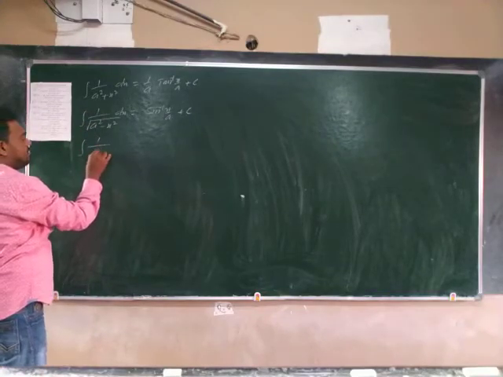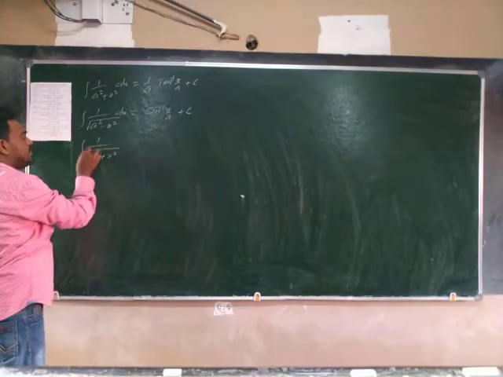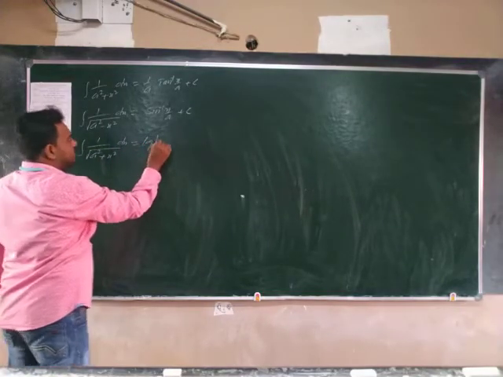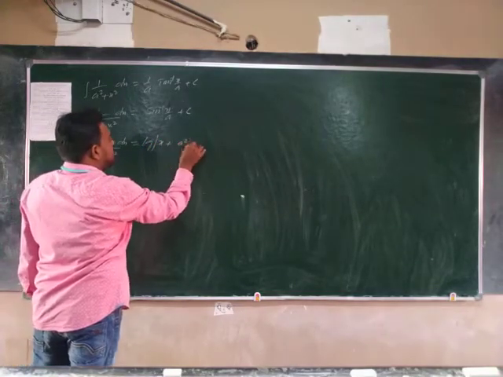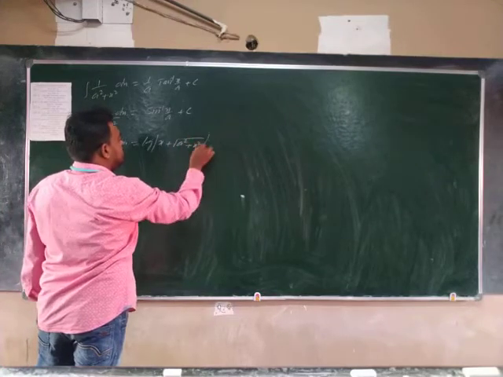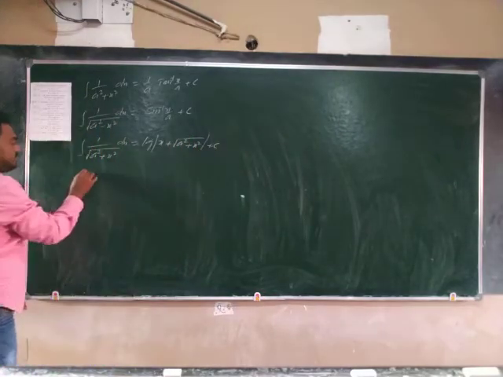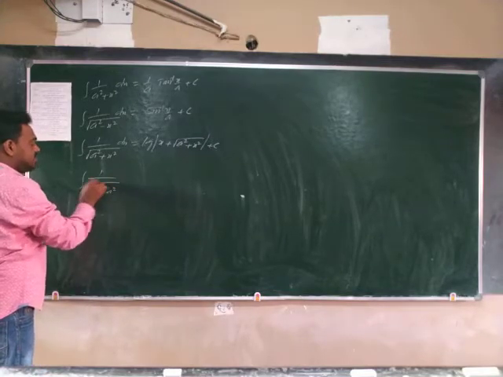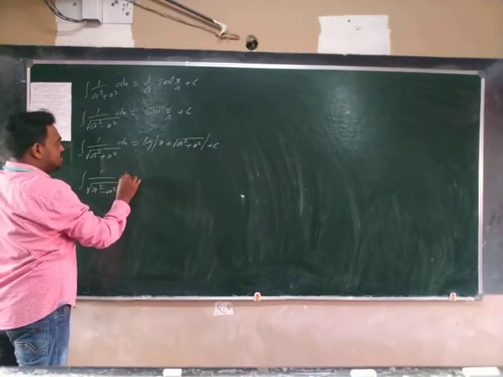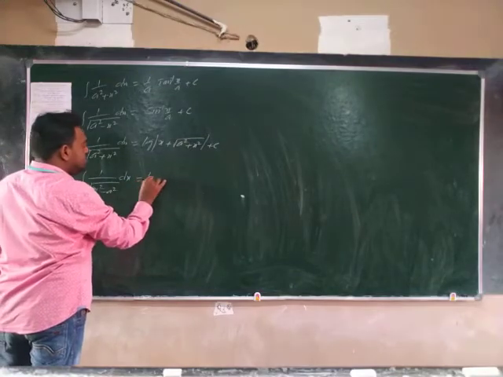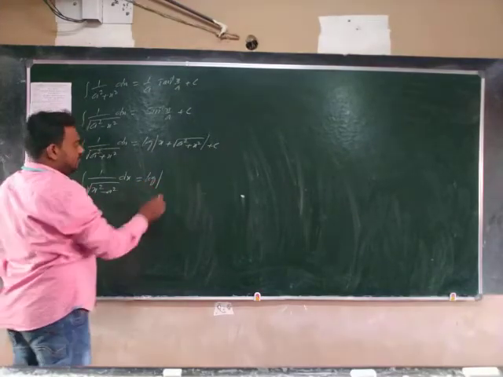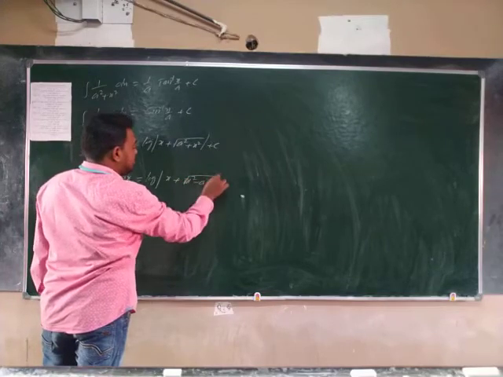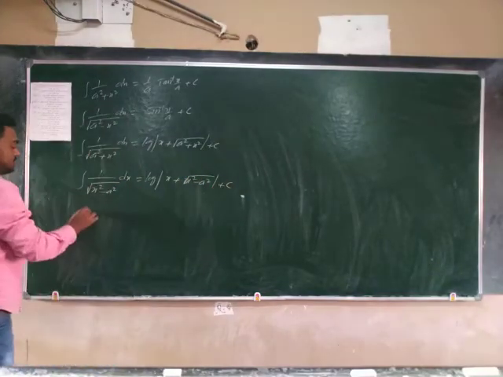Integration of 1 by under root of a square plus x square dx is equal to log mod of x plus under root of a square plus x square plus c. Integration of 1 by under root of x square minus a square dx is equal to log mod of x plus under root of x square minus a square plus c.